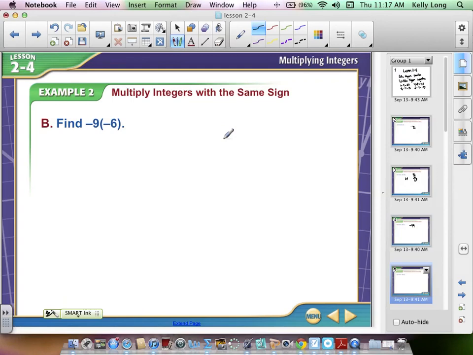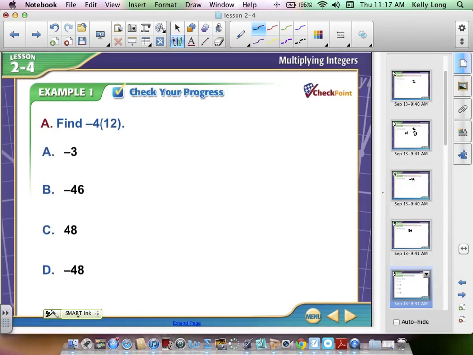All right, negative 9 times negative 6. Like signs, so my answer is going to be a positive 54. Okay, like signs, my answer is positive. All right, now you do this problem and then come back and check it. Negative 4 times 12. Unlike signs, so I know my answer is going to be negative. And 4 times 12 is 48, so my answer is a negative 48.